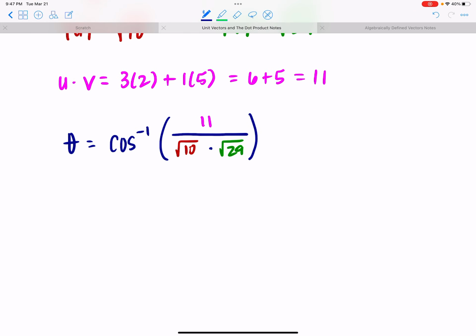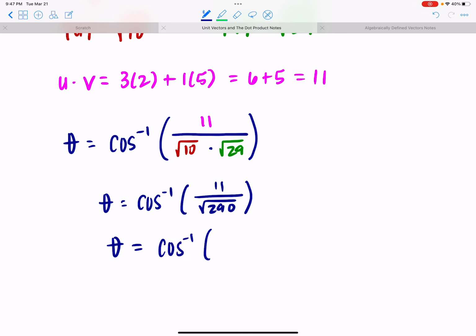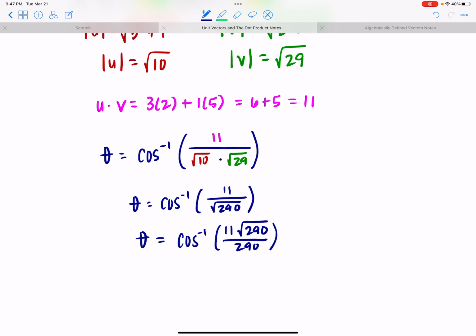The exact form, I suppose we could do this, would be inverse cosine of 11 over radical 290. Can we even simplify 290? Nope, because 29 is prime, 10 is 2 and 5, nothing's going to come out of that, but we could definitely rationalize, and this is probably not necessary. So inverse cosine of 11 radical 290 over 290. That would be the exact value for our angle. But again, ultimately, we're going to want to approximate this.